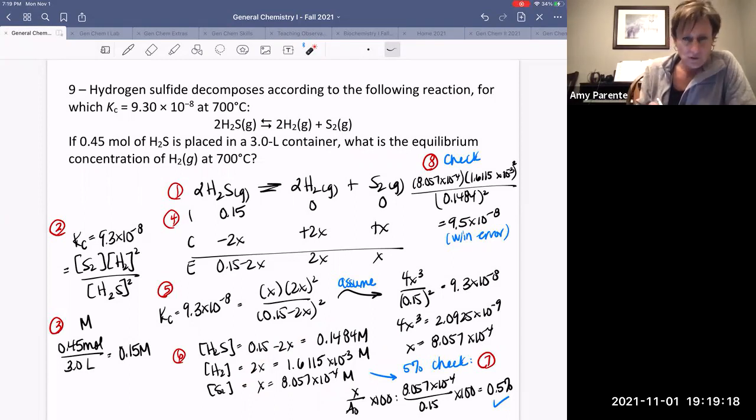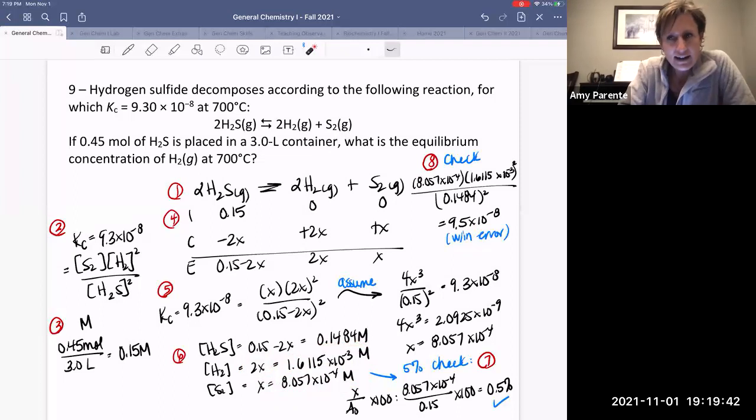So we would round everything based on what we see here to 2 significant figures. So this would be 0.15 molar for H2S, which is essentially the same as what we started with. But then we've got small amounts of the H2 and S2 gas that we would make. So for H2 it's going to be double our x value, so it's 1.6 times 10 to the minus third. It would be 8.1 times 10 to the minus fourth for our S2.